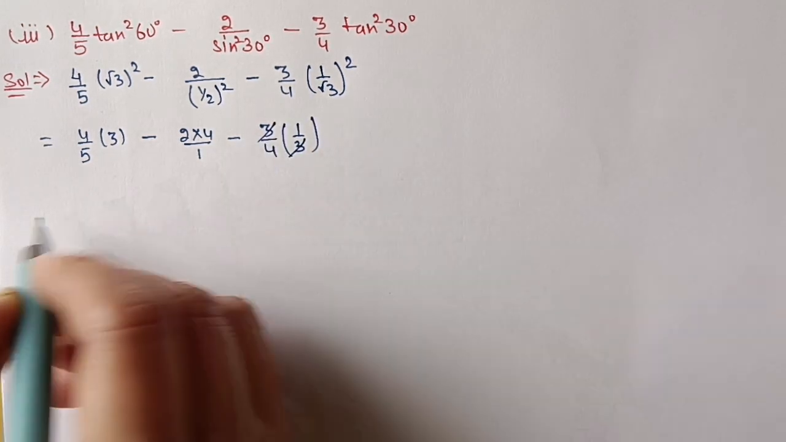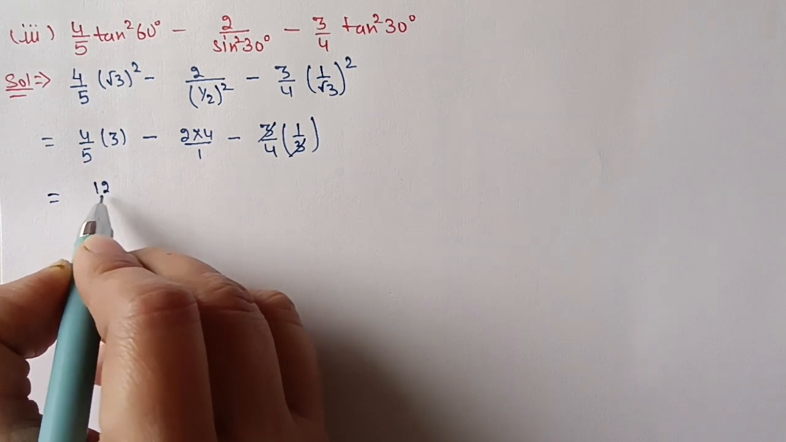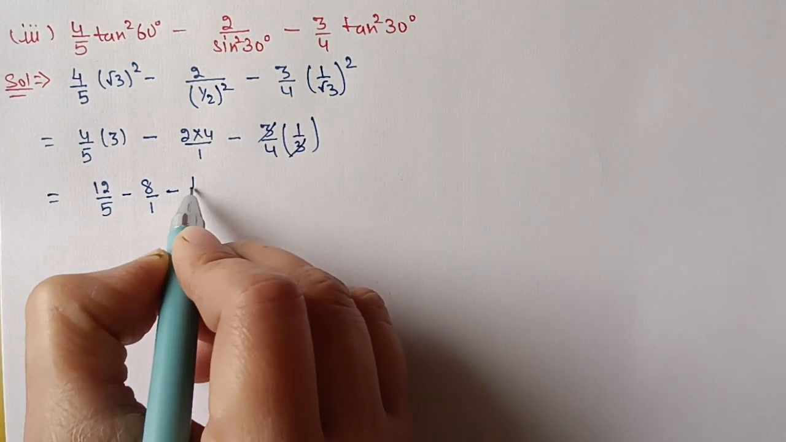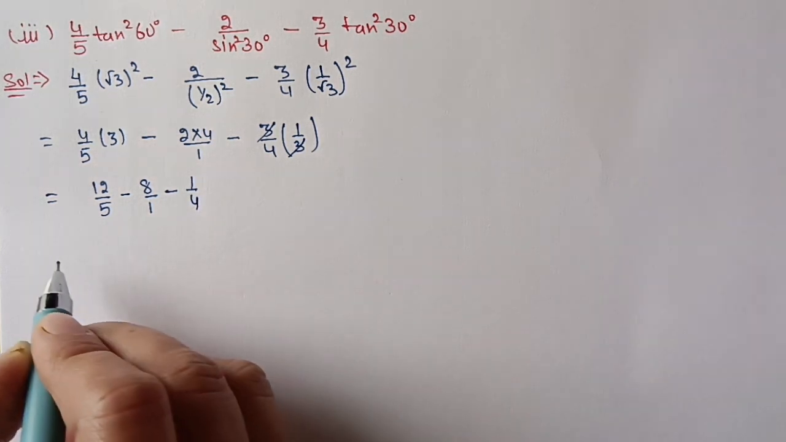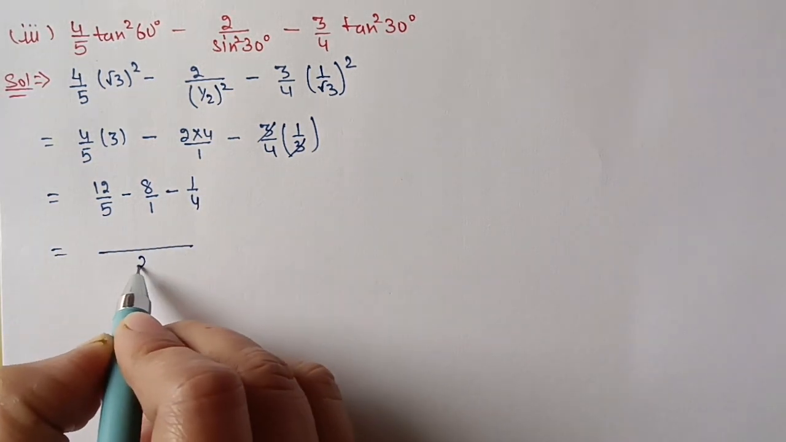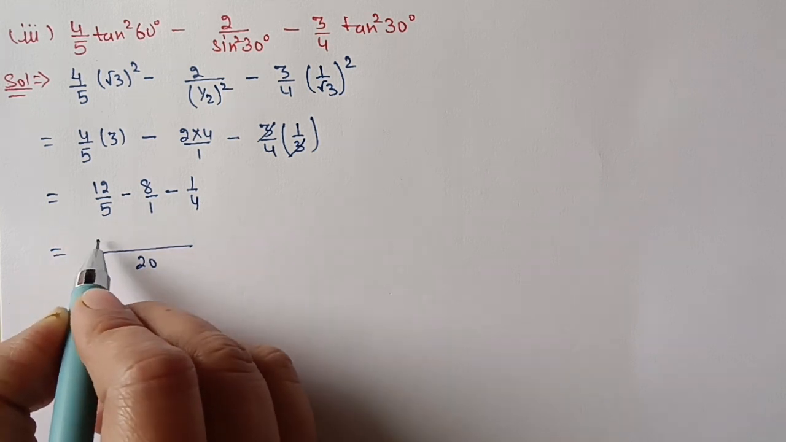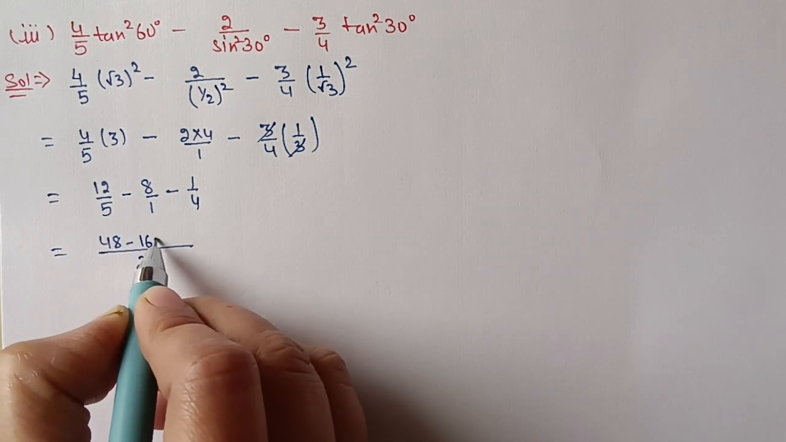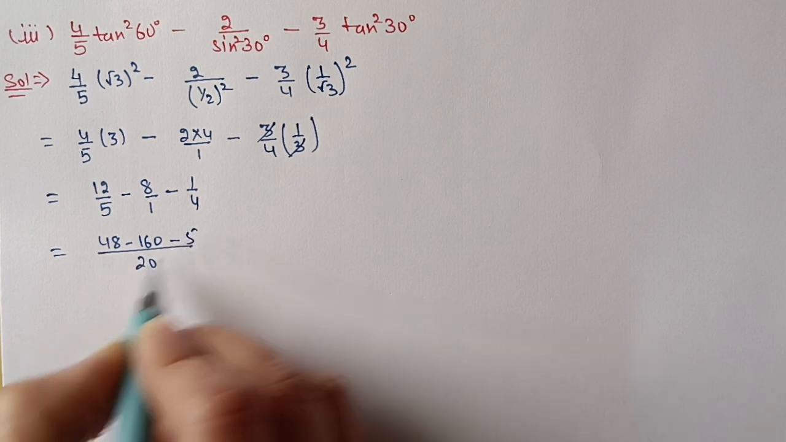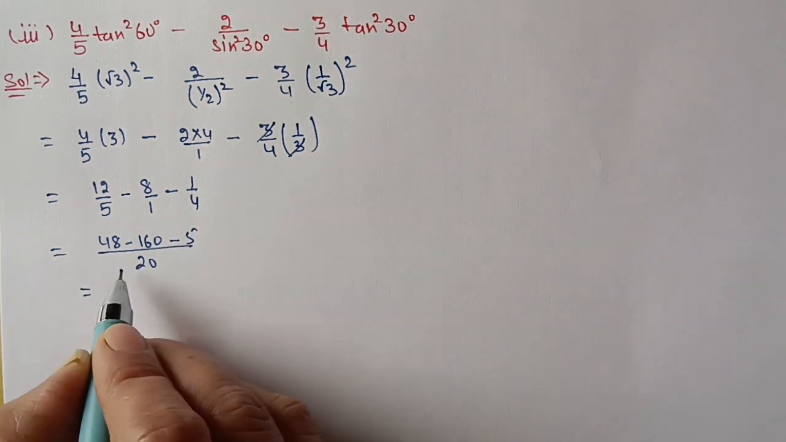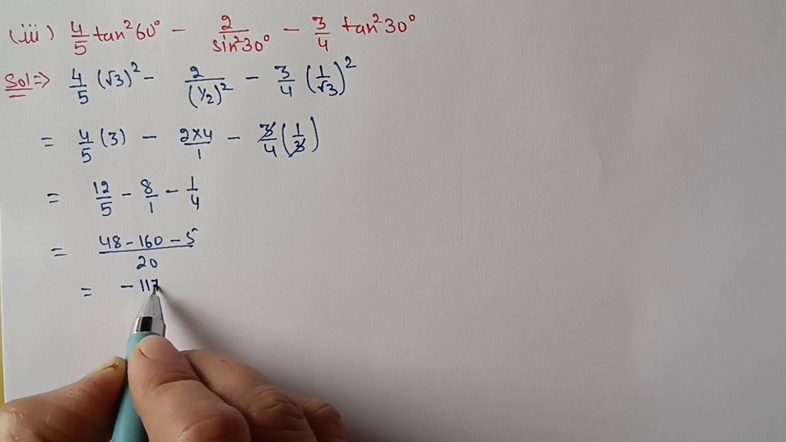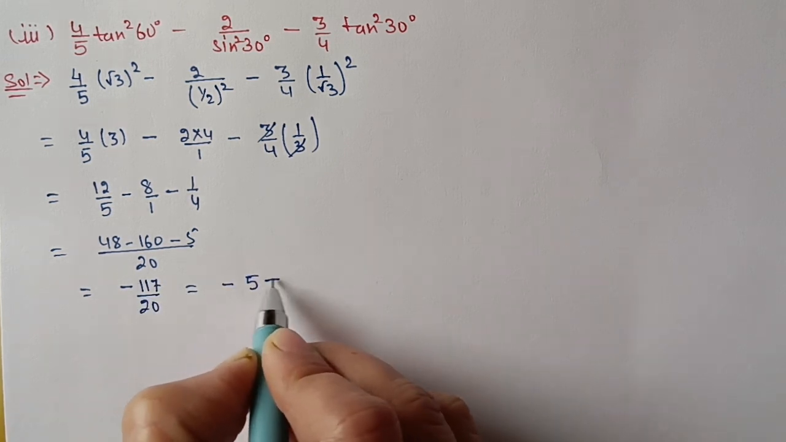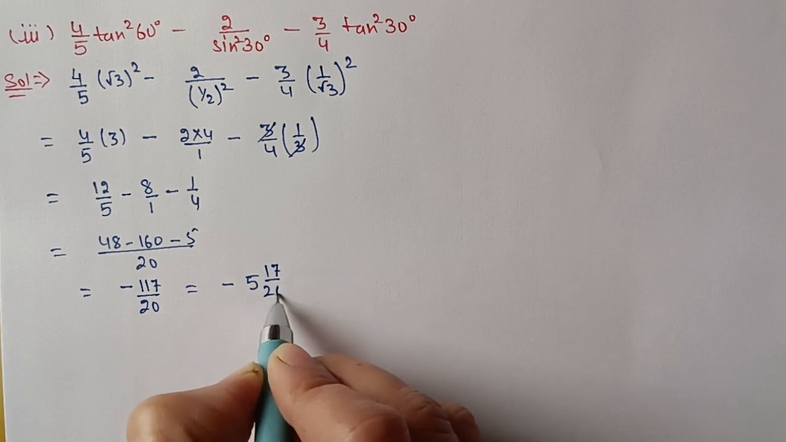So here 3 you can cancel out. So we have 12 upon 5 minus 8 by 1 minus 1 by 4. Take LCM. LCM will be 20. 5 fours are 20 and 12 fours are 48 minus 8 into 20 is 160 minus 5. So after simplification we are getting 117 upon 20, which you can write as minus 5 17 by 20.